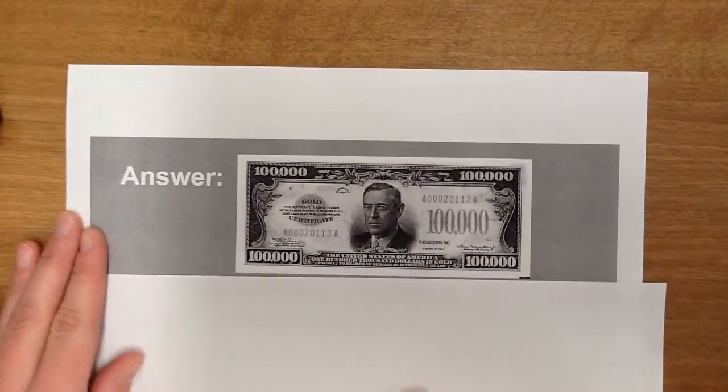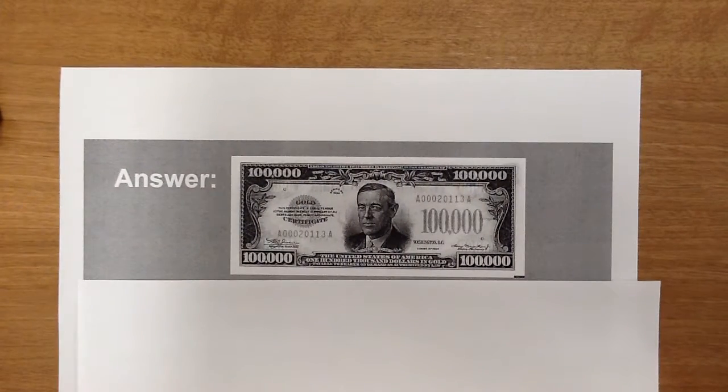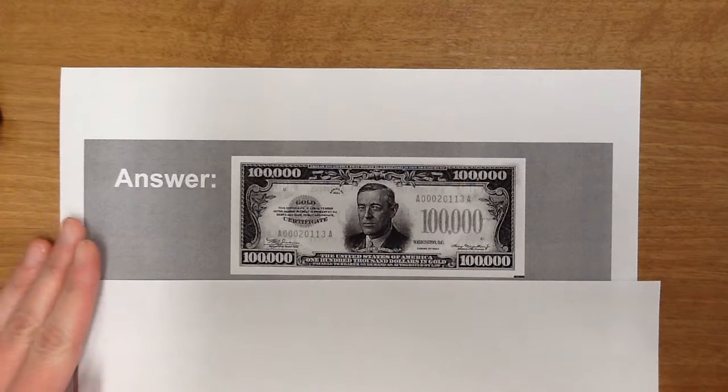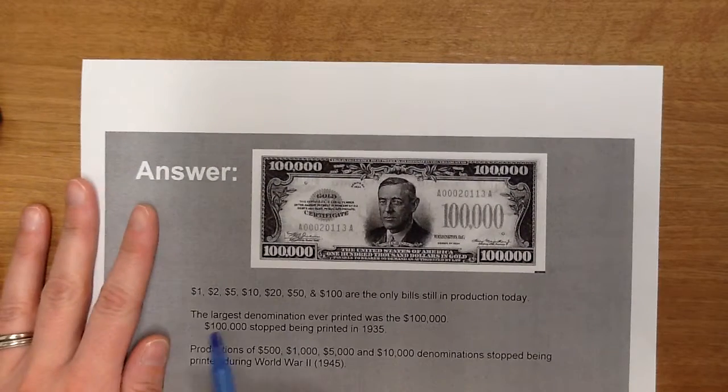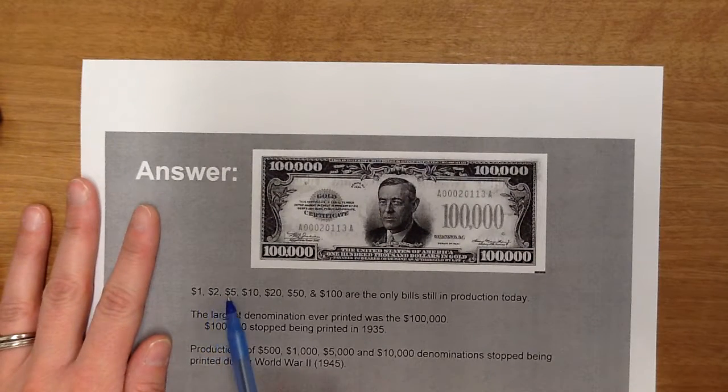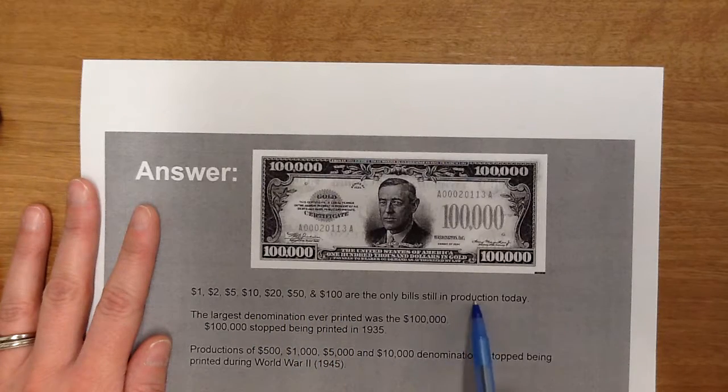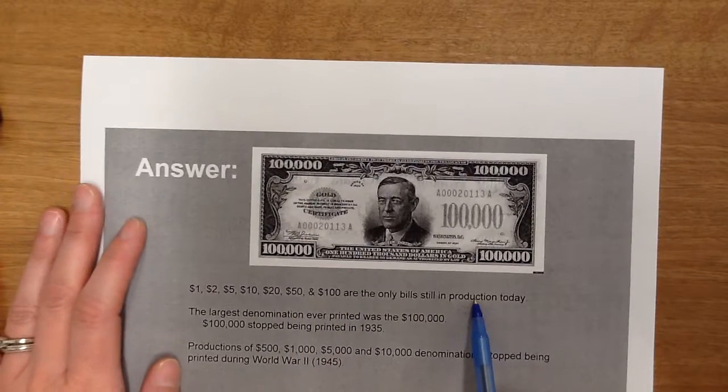So the correct answer is a $100,000 bill, and President Wilson is on it. The $100,000 bill is actually the largest one that they have ever printed. Now, I just quickly looked up some information because I thought it was kind of interesting. Notice 1s, 2s, 5s, 10s, 20s, 50s, and 100s are the only ones that they still actually produce.